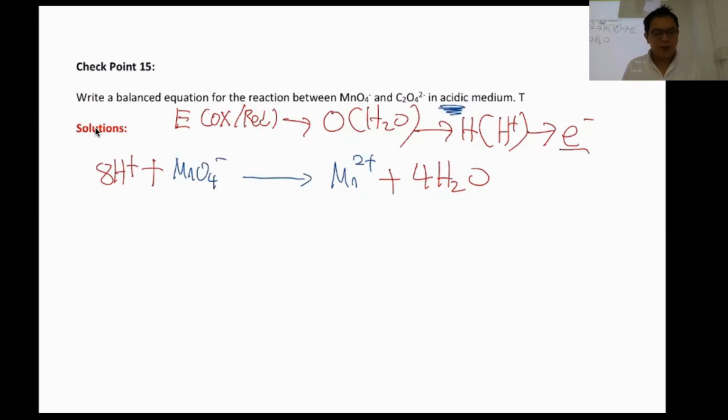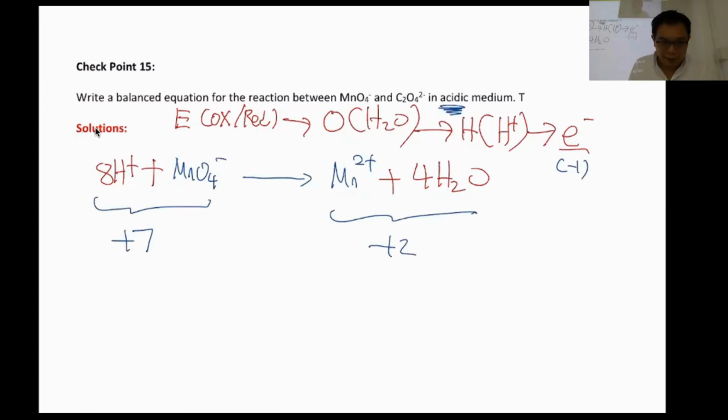Now, electron. Electron is a tricky one. It's a bit tricky. Electron, remember, is -1 charge. So right now, let's calculate the charge on the left. +7. The charge on the right, +2. Now remember, if you want to balance the charge, the only way is to subtract the number. Why subtract the number? Because electron is negative, it's not positive. The only way to balance it is to introduce electron, which is negative charge.